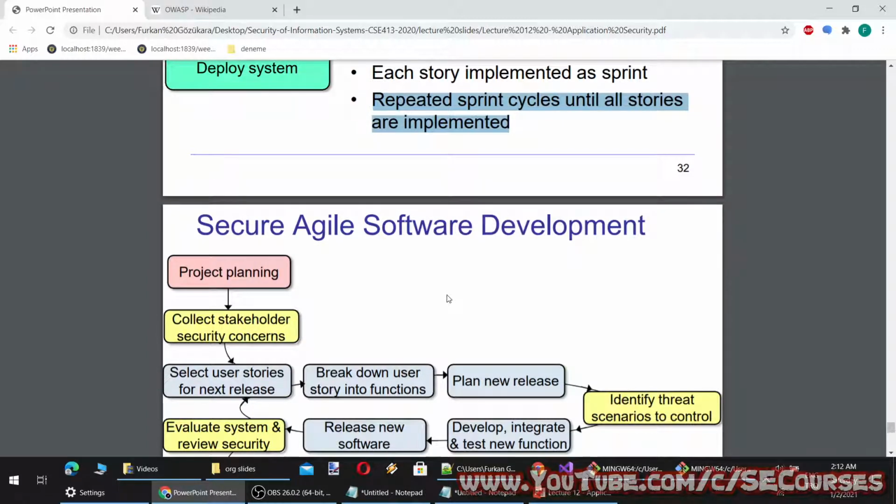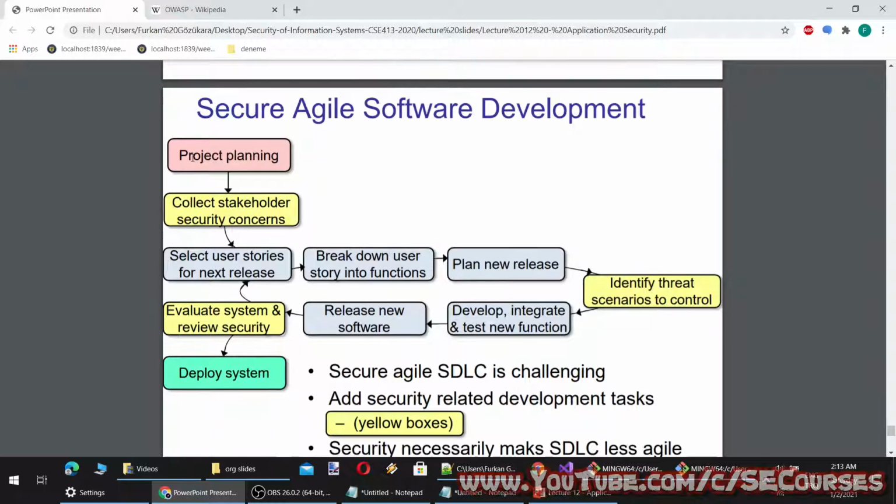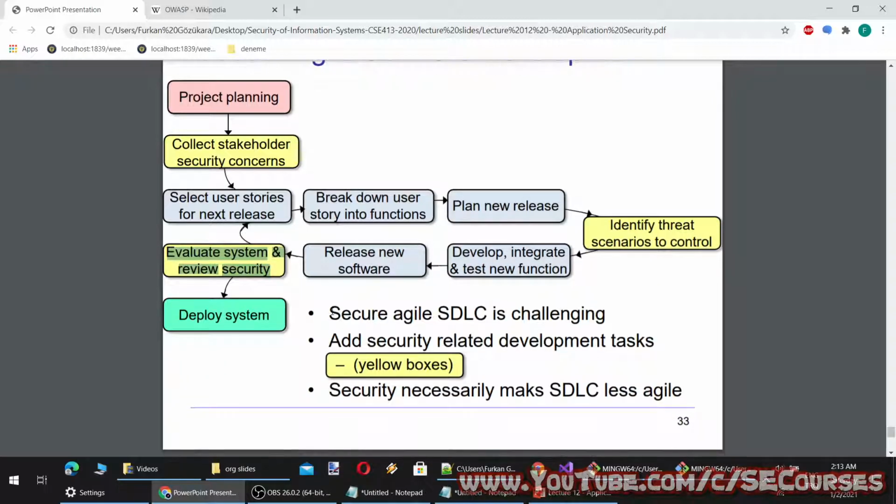So secure agile software development. Project planning, collect stakeholder security concerns, select user stories for next release, break down user story into functions, plan new release, identify threat scenarios to control. This is the important part, this is the key part. It is necessary to identify the threat scenarios to control, and develop, integrate, and test new function, release new software, evaluate system, review security. This is also another key part with agile secure development, and then deploy system.